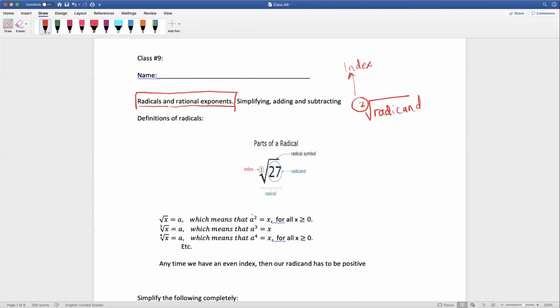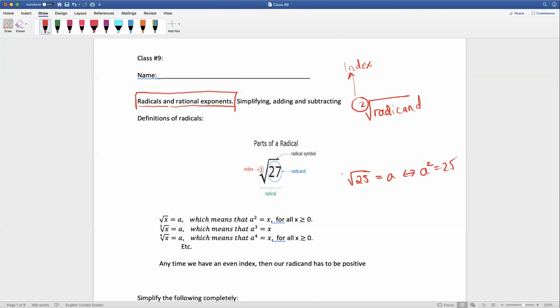All right, so let's take you through what it means for a number to be a square root. The square root of x equals a means that a squared is equal to x. One more time, the square root of x equals a. So let's take a look at an example. The square root of 25 is equal to a. Well, this means a squared is equal to 25.